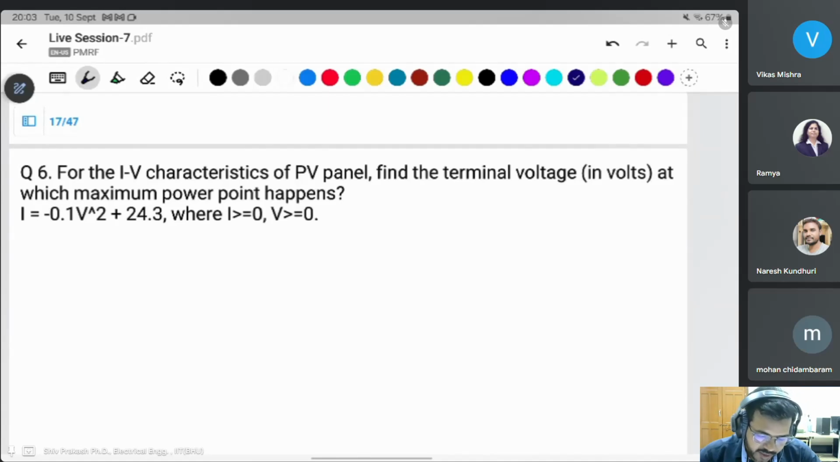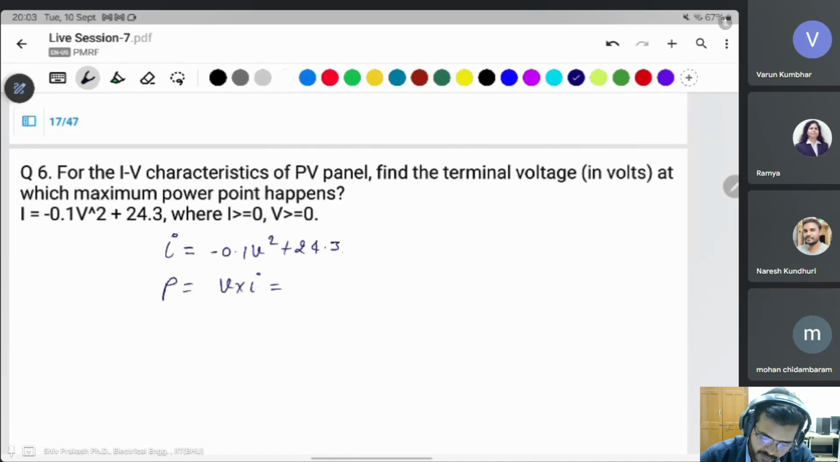Next is for the IV characteristics of a PV panel. Find the terminal voltage in volt at which maximum power point happens. Okay, it is asking about the voltage VM. The current equation is given: I is equal to minus 0.21 V square plus 24.3. You know about the power P equals V into I, then multiply this one.